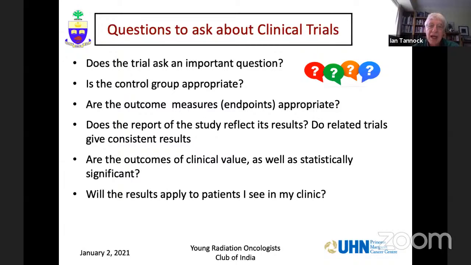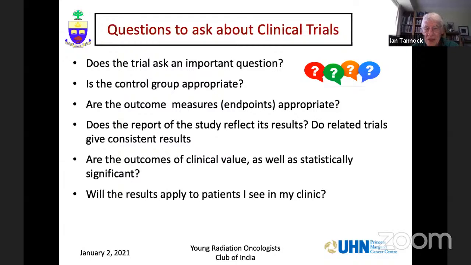So a simple guide when you read the report of a trial in the literature, and I'm only going to talk about randomized clinical trials today, and I know your last session was on their ethics, and we can even touch on that. But the questions to ask are, does the trial ask an important question? And a trial that doesn't ask an important question is definitely unethical. Is the control group appropriate? And again, that comes to equipoise.